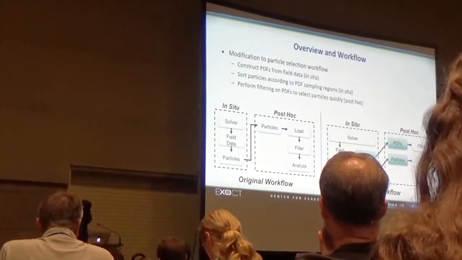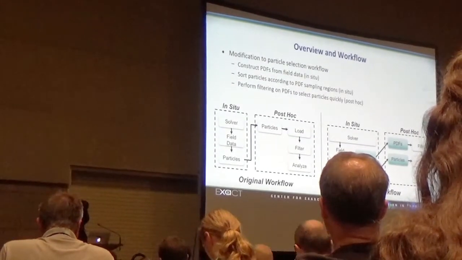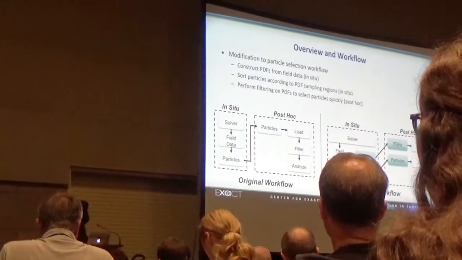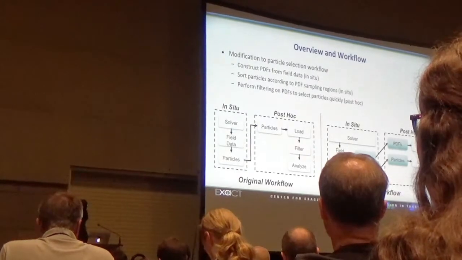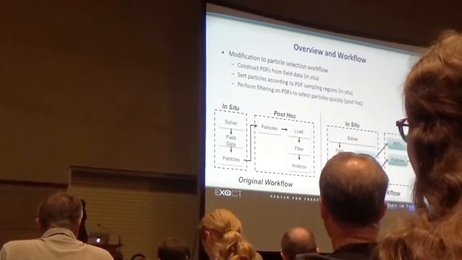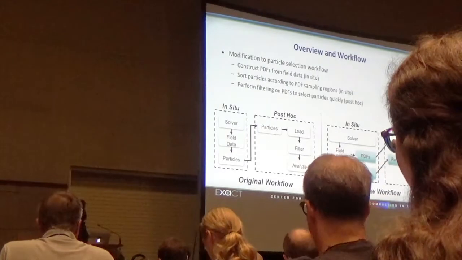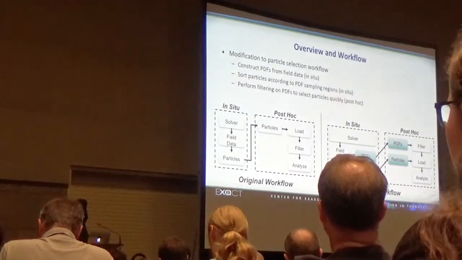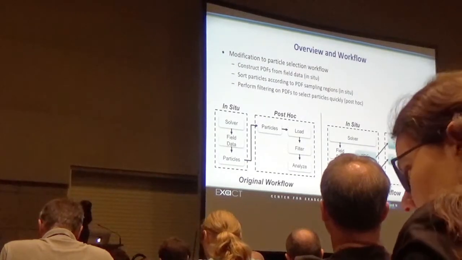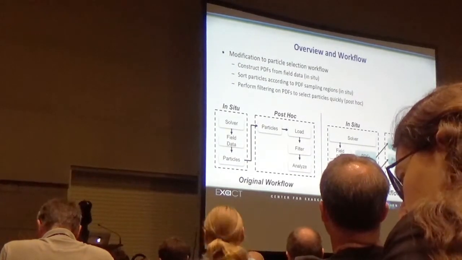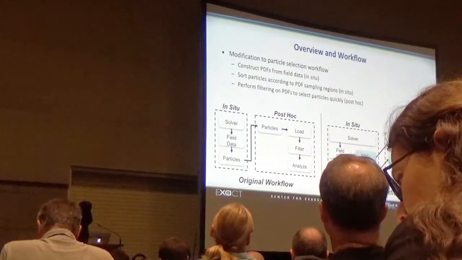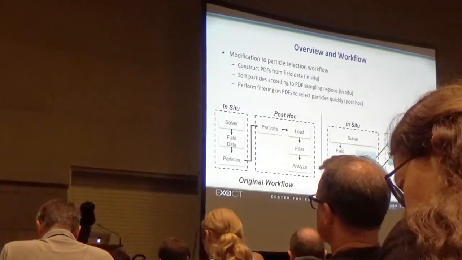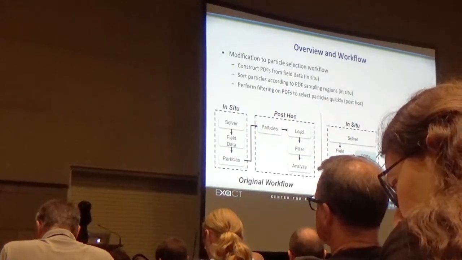So this is an overview of what that workflow looks like. The original workflow would have us compute the field data and the particles in situ, and then as a post hoc measure, we would have to load up all of the particles before we could query them and filter them, and then we'd do the analysis. So this is very expensive when you have large 50 million, 100 million particles. The modified workflow, as shown by these blue boxes, has us generating PDFs from the field data in situ and sorting the particles according to the PDF sampling regions, also done in situ.